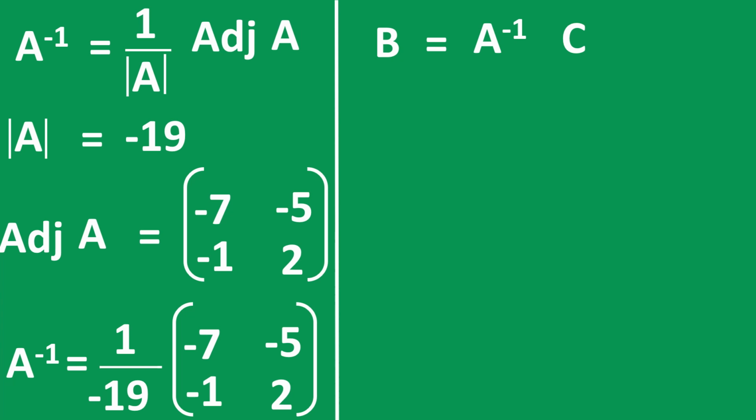So we know that B is equal to A inverse times C. That is, B is equal to the inverse of A times C. We have successfully solved for the inverse of A, which is at the bottom left. Now we will add C. Remember that C is the constant matrix where we have 11 and minus 4.